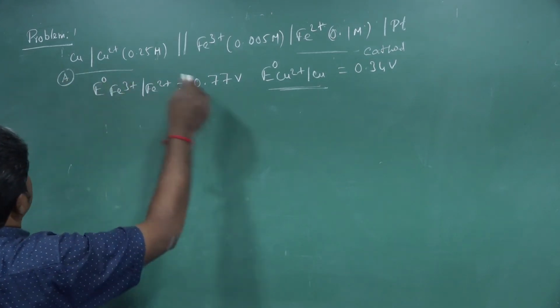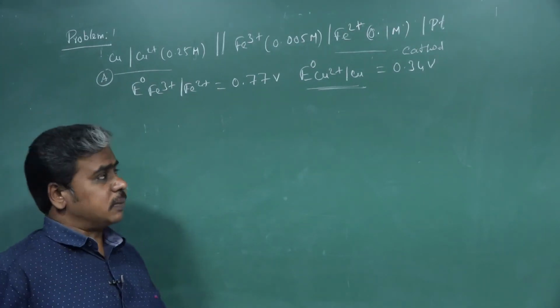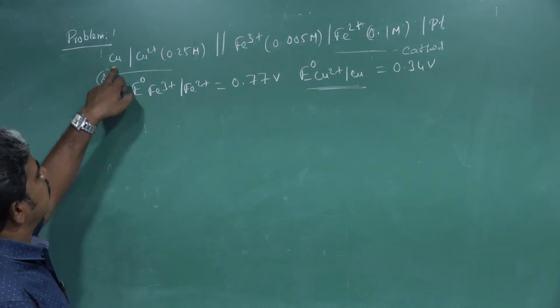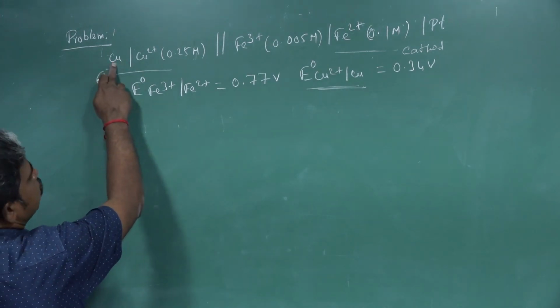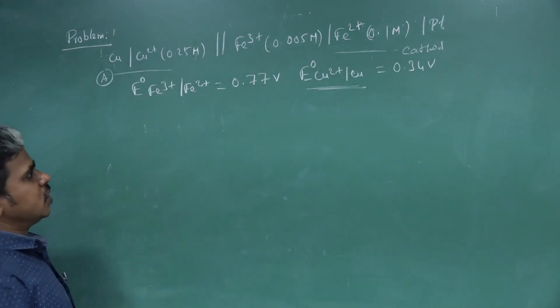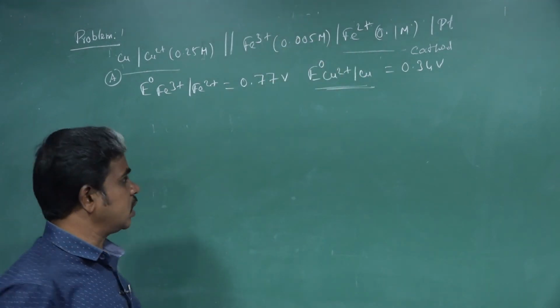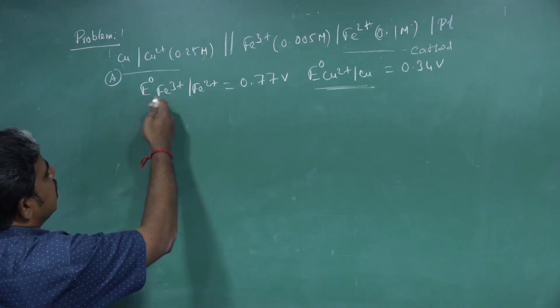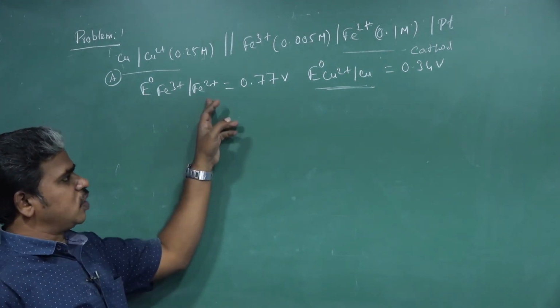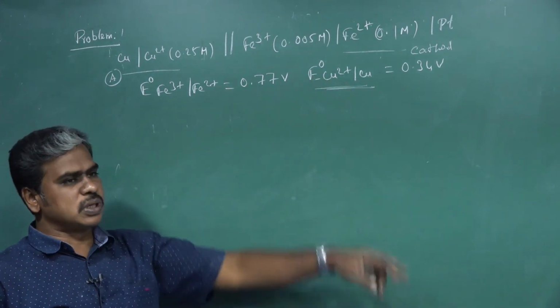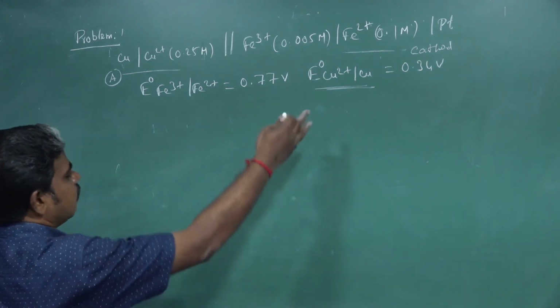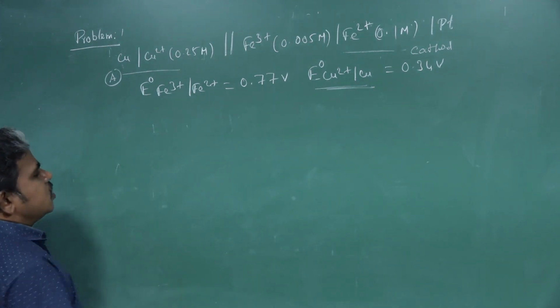Okay, here a Nernst equation problem is given. Here the cell is Cu becomes Cu2 plus, and its concentration, and Fe3 plus becomes Fe2 plus, and its concentration is given. The E naught of Fe3 plus and Fe2 plus and E naught of Cu2 plus and Cu are given. Now we may take the solution.